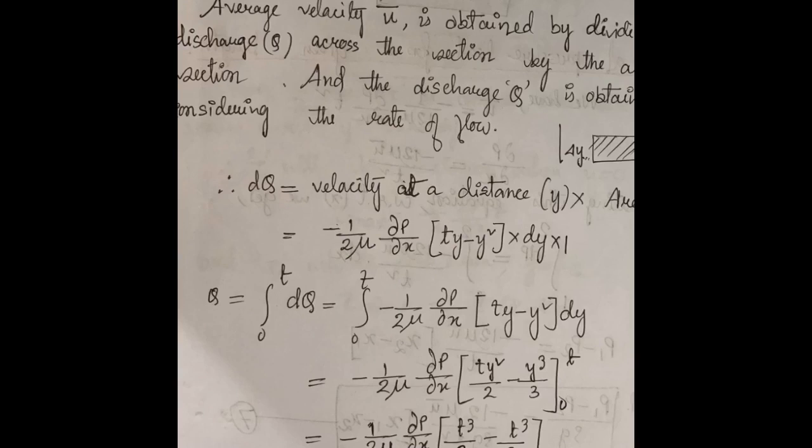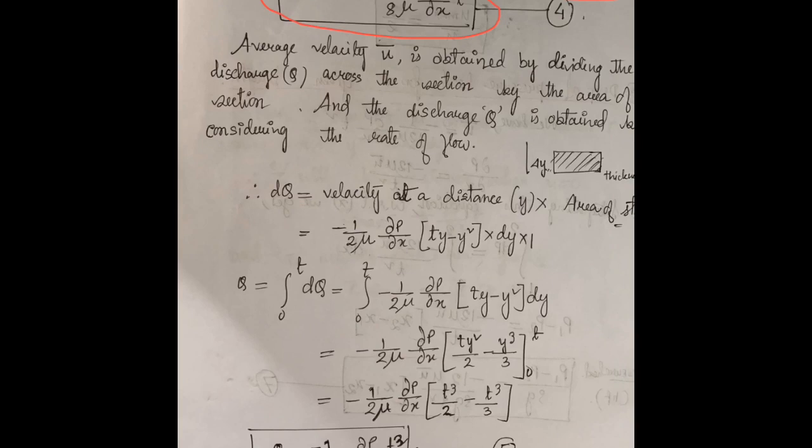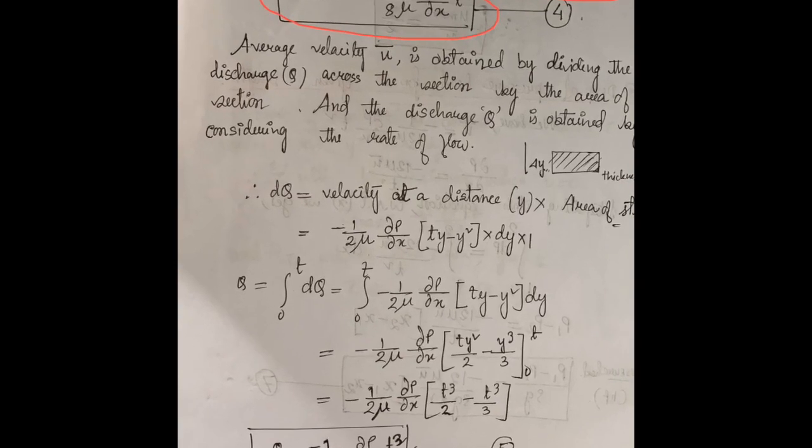So let us consider a small discharge dq, and that is given by dq equals velocity at a distance y into the area of the strip, the area of the fluid element. Let us consider a small strip of that element, and the area of that strip will be dy into 1. So velocity at a distance y will be how much?